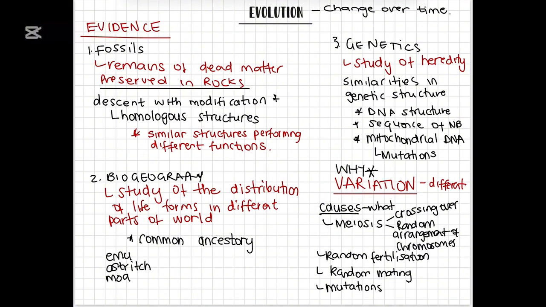But variation is important. Let's look at the why. Why is variation important? When there is a high degree of variation among species, it increases chances of survival of the offspring. This particular statement is very important in understanding why we look at Darwin's theory of natural selection.